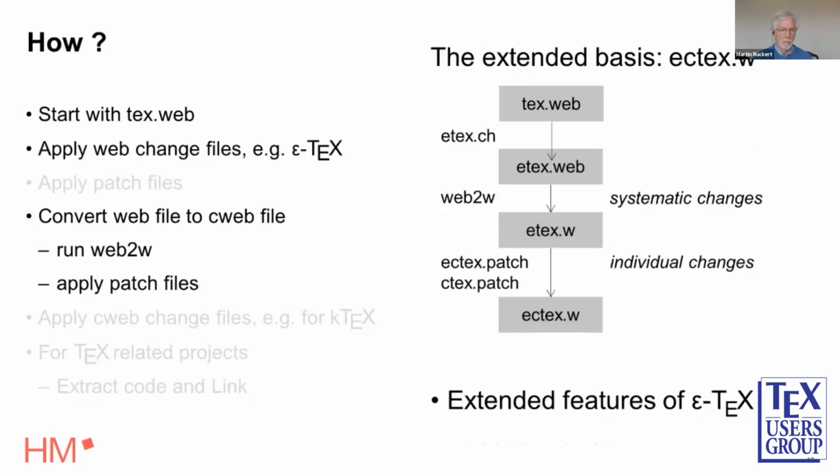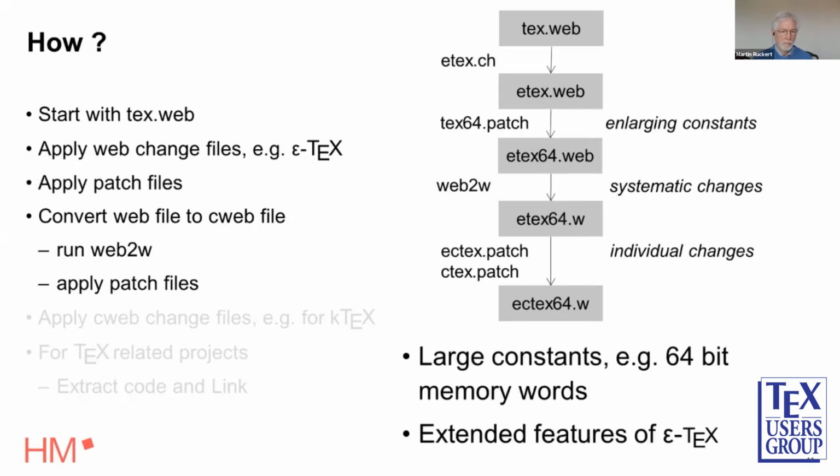If you need the extensions of TeX, simply apply the etex change file before the conversion and apply the ectex patch file to get the necessary individual changes for TeX. If you need 64-bit memory words to have 32-bit pointers or 22-bit character codes, apply the TeX64 patch file. This patch needs to be applied before running the converter web2w, because web2w translates Pascal subrange types to the corresponding C standard types.